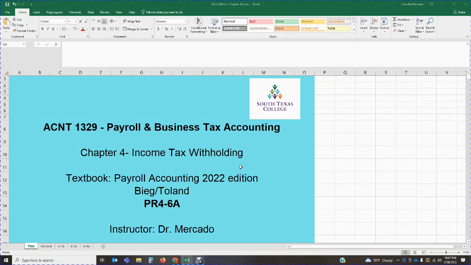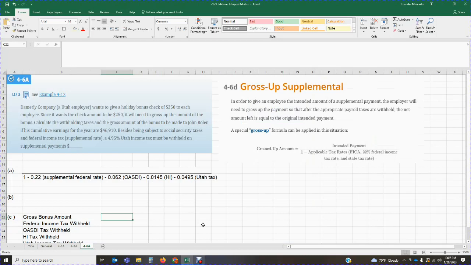And we are continuing covering Chapter 4, which deals with income tax withholding. In this particular lecture, we are going to be covering Problem 46A. So let's see what Problem 46A has in store for us.